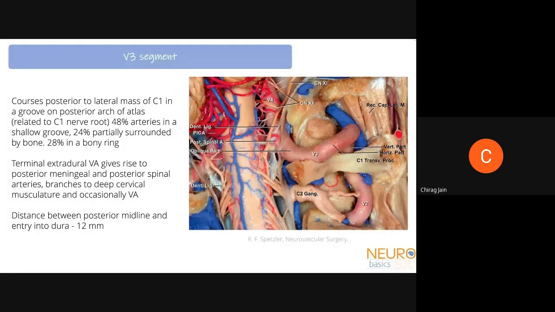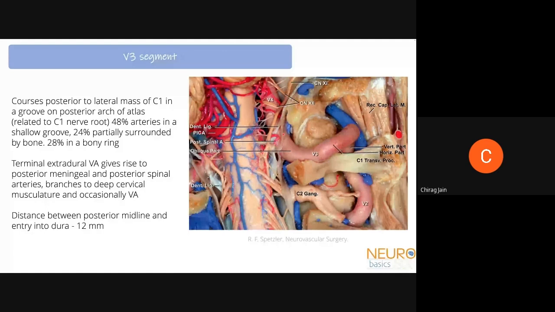The terminal extradural vertebral artery over here, the last part of the vertebral artery, usually gives rise to the posterior meningeal and the posterior spinal branches. It also supplies branches to the deep cervical musculature as well. So the distance between the midline and the point where it is going to enter the dura is said to be about 12 millimeters.